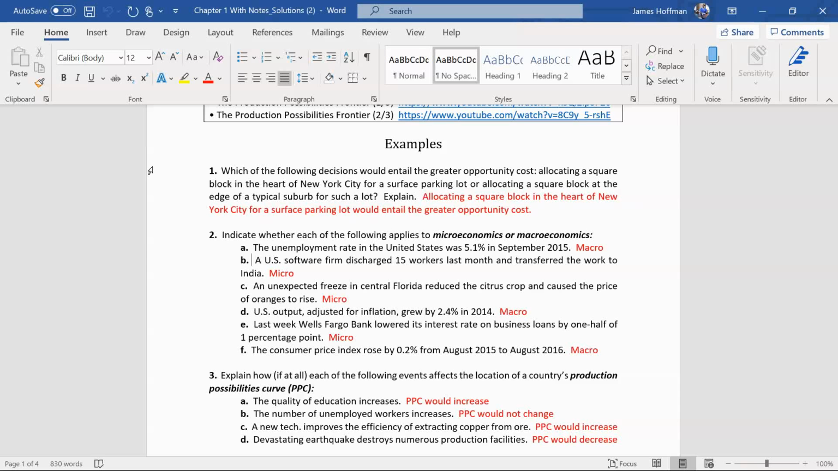B, a U.S. software firm discharged 15 workers last month and transferred the work to India. So that's an individual firm, right? If an individual firm is making decisions, that's microeconomics.